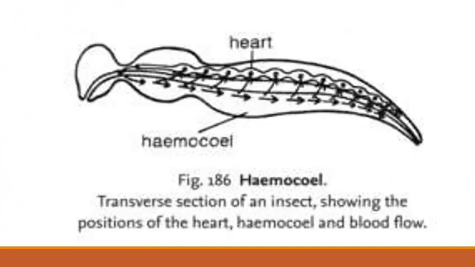This is the structure of hemocoel. Heart and hemocoel: transverse section of an insect showing the positions of the heart, hemocoel and blood flow.